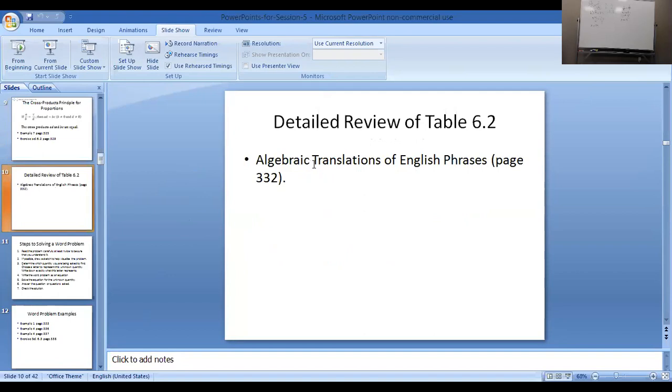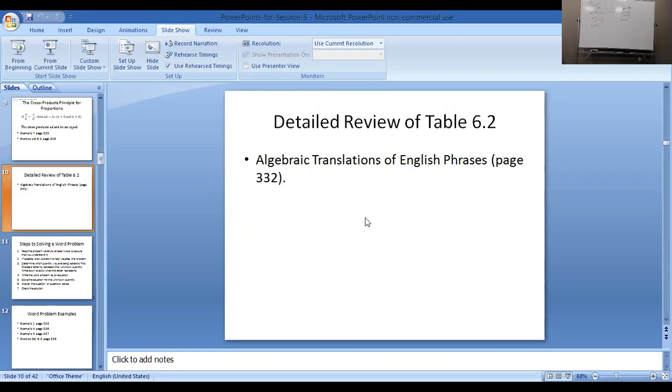Then we want algebraic translation of English phrases, which you have on page 332. Let's look at that. Let's see what they're talking about. This is helpful for turning a word question into an algebraic expression to solve.